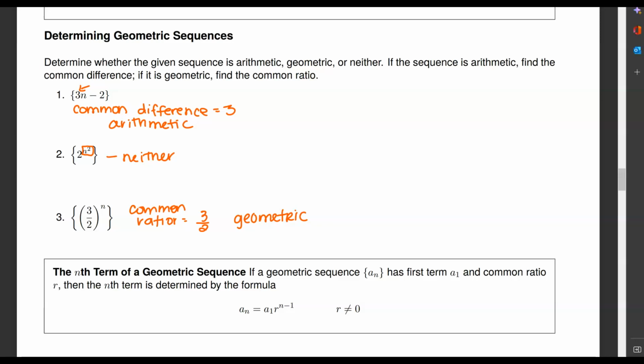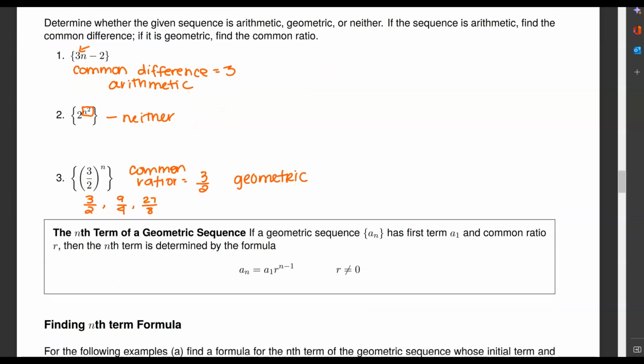And then the last one, we see that it does have a common ratio and it's going to be 3 over 2. So if I think of the terms, the first one would be 3 over 2, the second term would then be 9 over 4, that third term would then be 27 over 8, etc. So then we can start seeing the common ratio. If you take the 9 over 4 and divide it by the 3 over 2, we see that the common ratio is going to be 3/2. So that one is in fact going to be geometric.